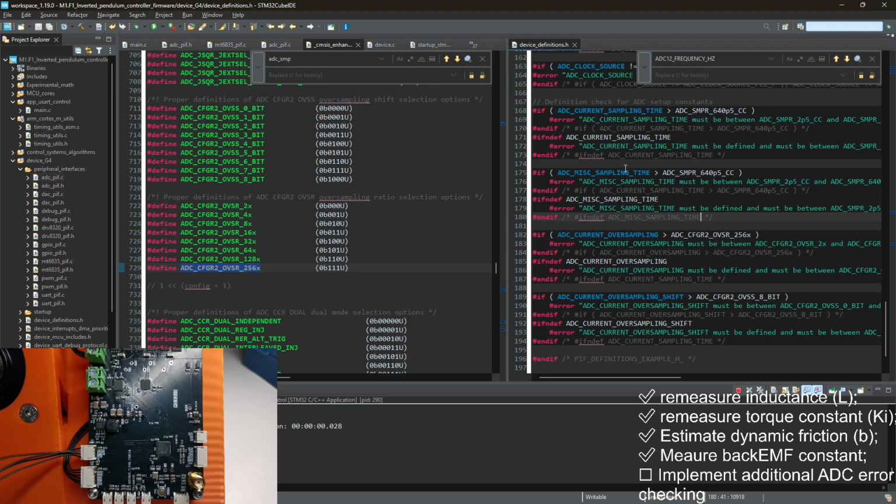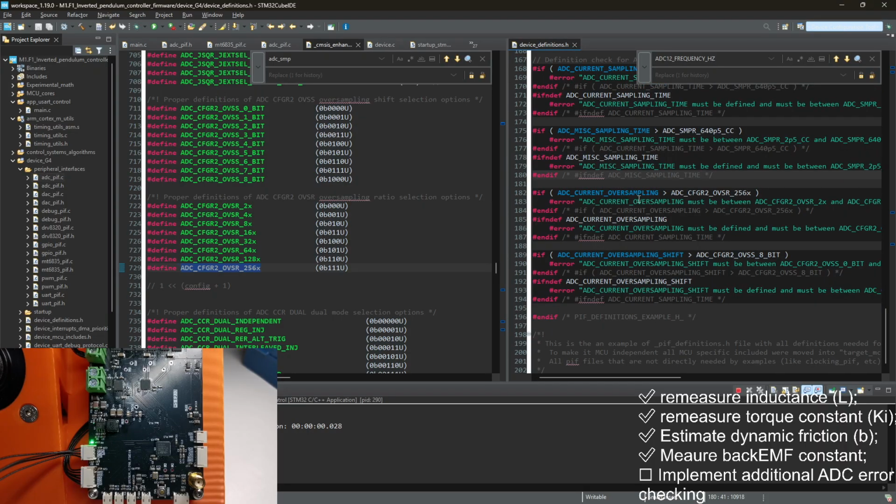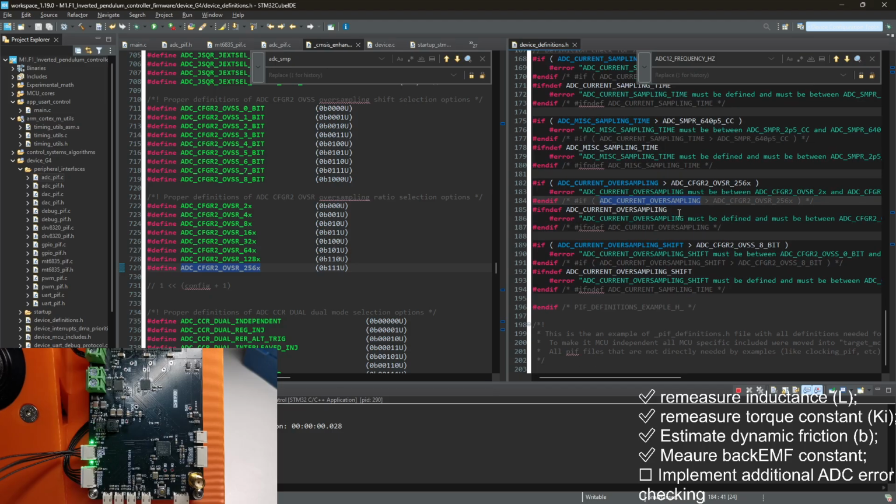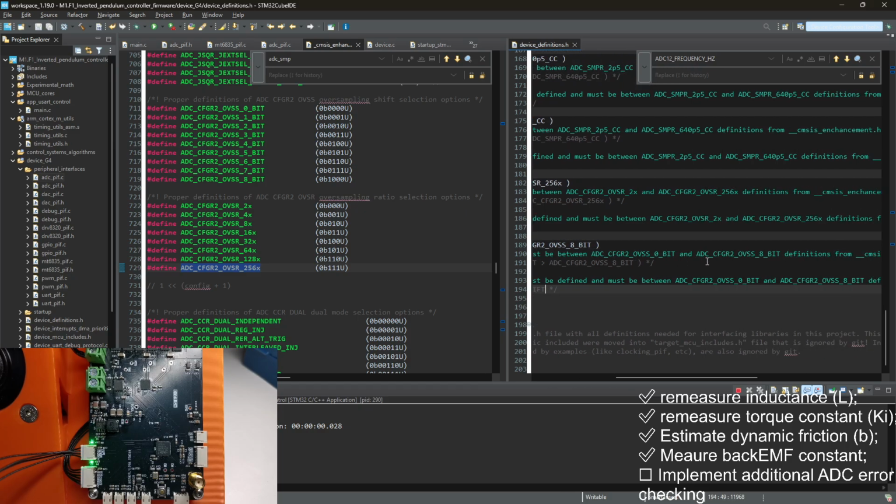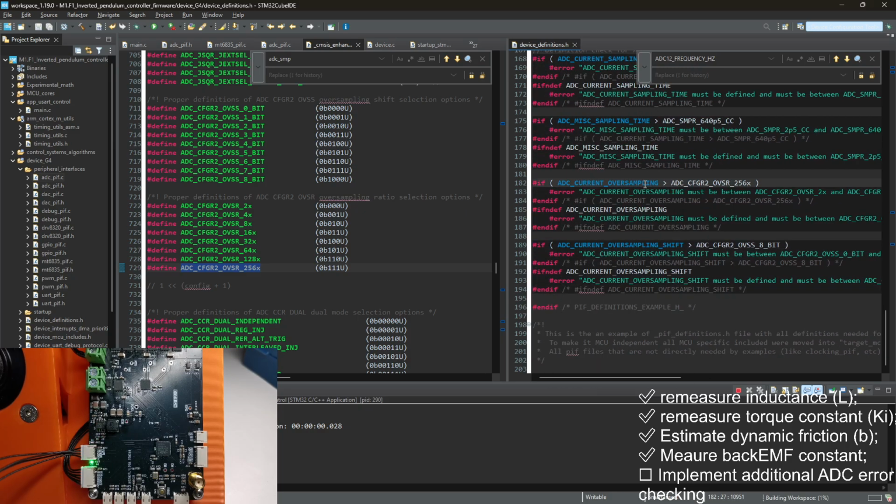Okay, and this does. Correct. Here. Current oversampling. This is correct now. Okay, and here. This is correct, and this is correct, and this is correct. Now it's working. Okay, perfect.